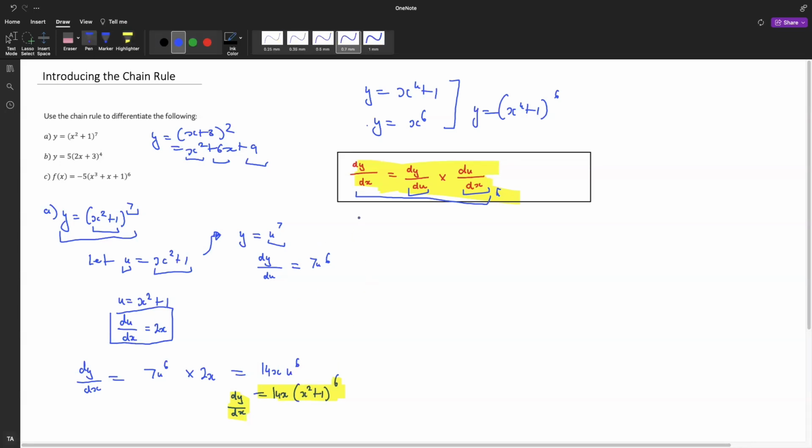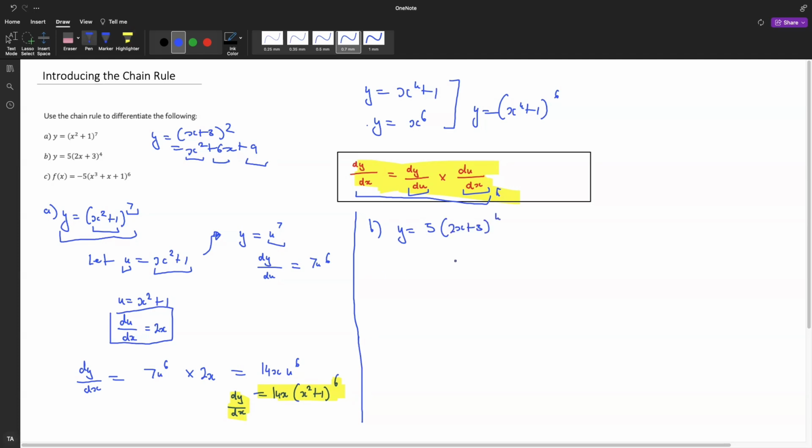So maybe I'll try doing the second one. Try pausing the video and try it yourself, and then come back for the explanation. So, if you guys have tried it, we're going to go through it now. So, same thing. y is equal to (2x plus 3) to the power 4.